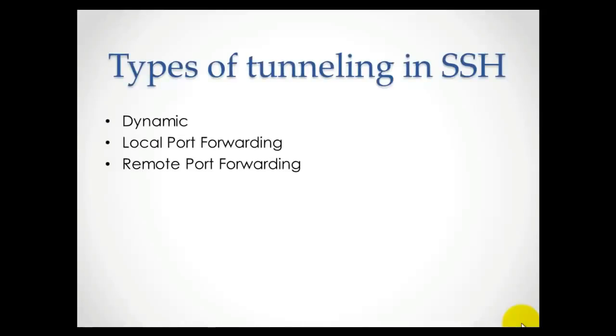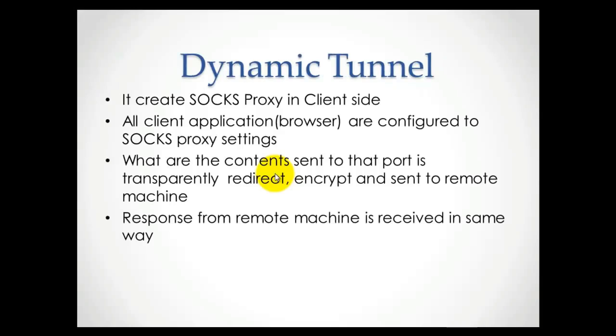SSH provides three types of tunneling. One is dynamic, the second is local port forwarding, the third is remote port forwarding. In this screencast we will see dynamic and local port forwarding. Remote port forwarding is very rarely used. In a dynamic tunnel, it creates a SOCKS proxy server on the client side. All our client applications, like a browser, need to be configured to that SOCKS proxy. Then whatever goes through that SOCKS proxy is automatically and transparently redirected, encrypted and sent to the remote machine, and we get the responses back in the same order.